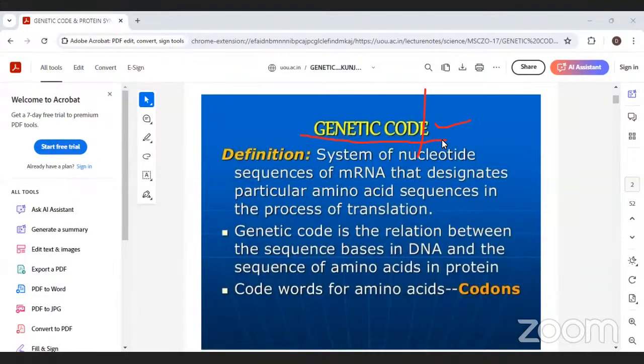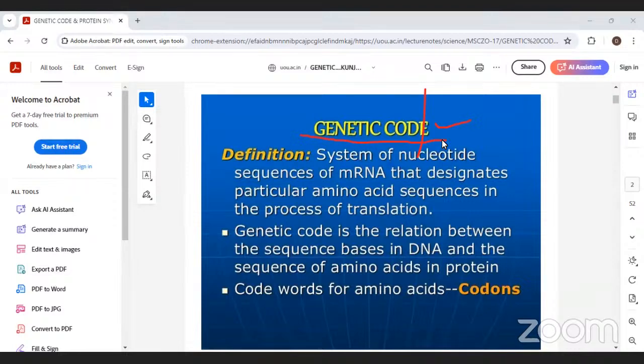These are the three combined, which is called the nucleotide. Coming to the next one, nucleic acids. There are two nucleic acids: one is DNA, another is RNA.